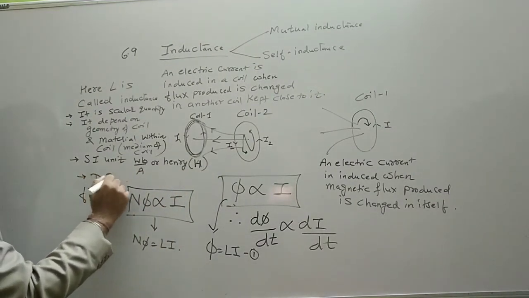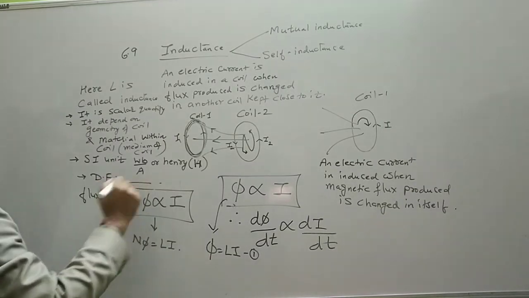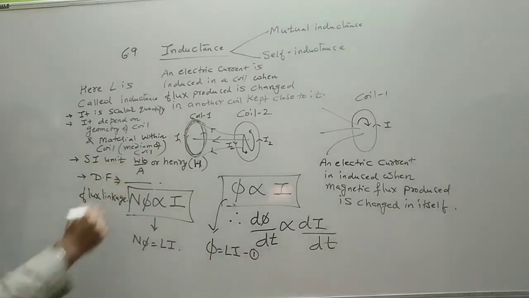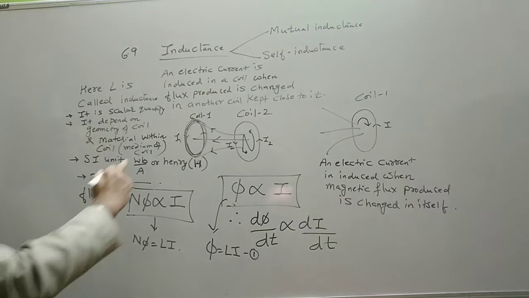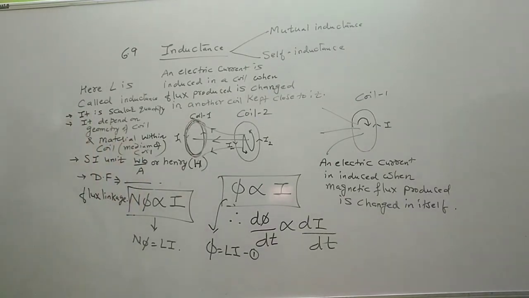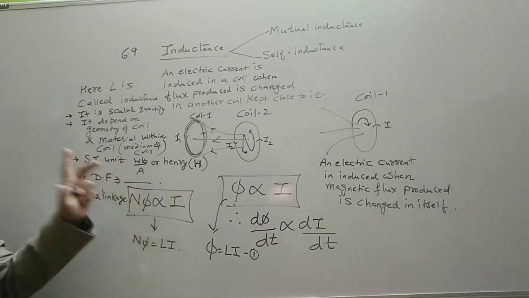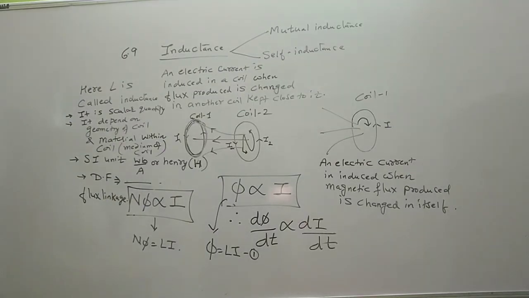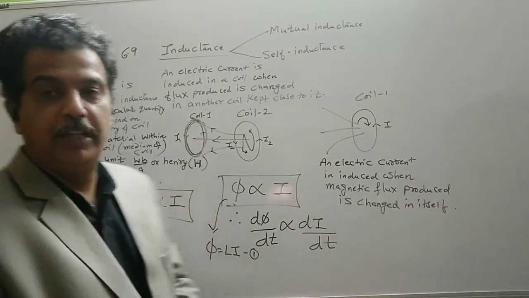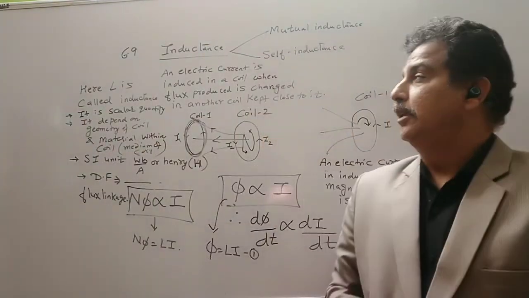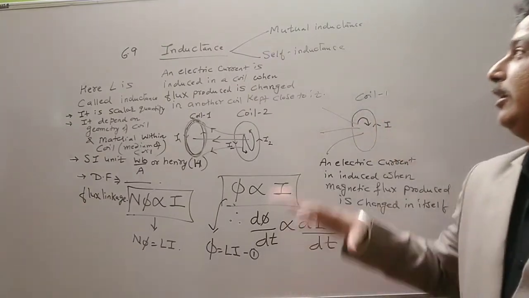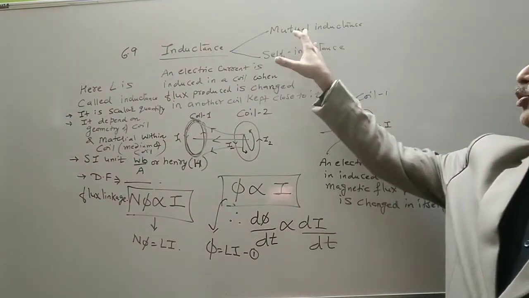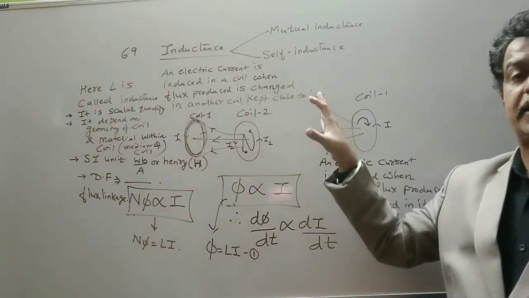Dimensional formula, again it is left as an exercise. You find the dimensional formula of the magnetic flux and divide it by the dimensional formula of current, that is A1. So you will find out the dimensional formula of inductance. So this is all about inductance. In the coming lectures we will discuss in detail the mutual inductance and the self-inductance.